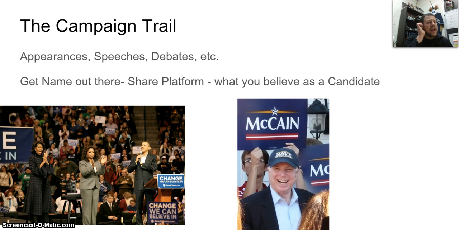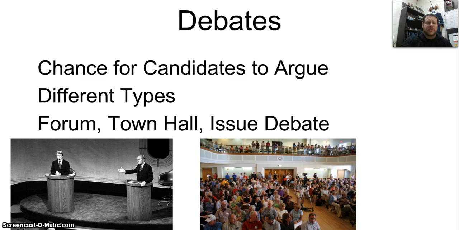Now, once you get on the campaign trail, it's a lot about appearances, speeches, debates. You start seeing all this stuff happening. You have to get out there, share the platform, share what you believe, and talk to your potential constituents. And we'll talk about that in a little bit in class, in terms of some examples of how that happens and what they can do on the campaign trail, how candidates try to get your vote and support.